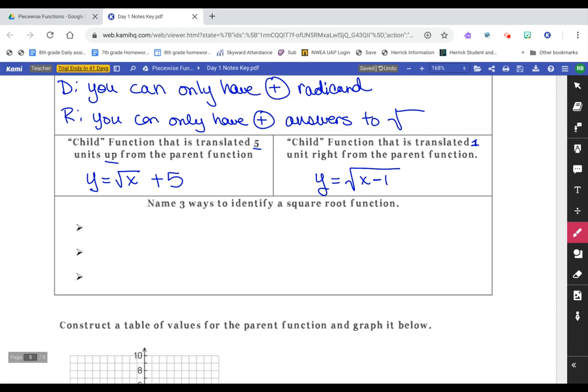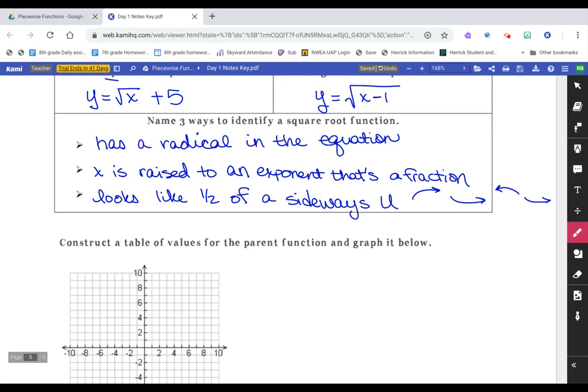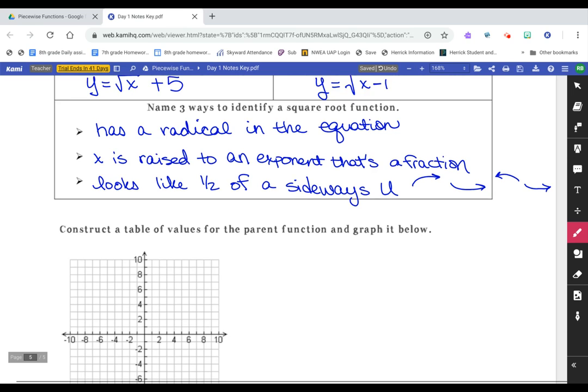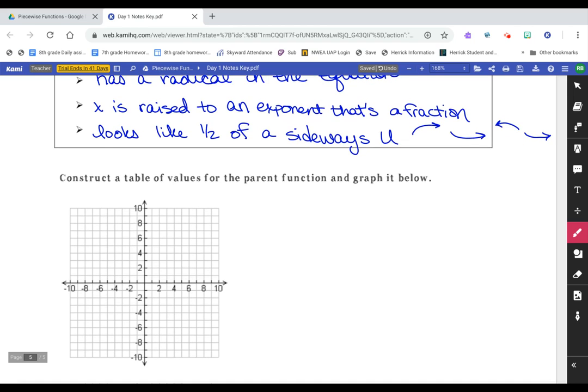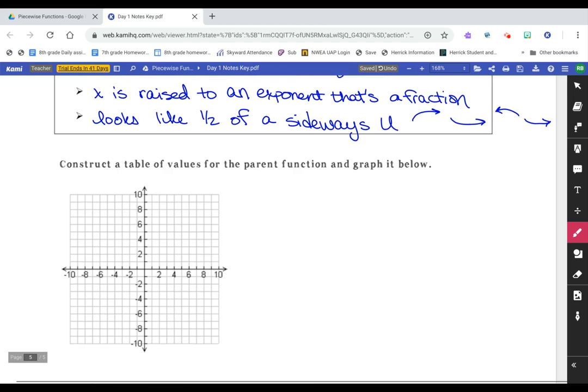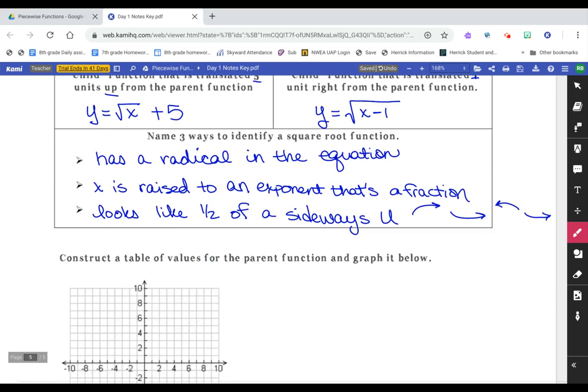3 ways to identify a square root function can be the following. If it has a radical in the equation, if x is raised to an exponent that's a fraction, or if the graph looks like half of a sideways U, and I gave some examples to the right. Okay, so if we're going to construct a graph here, let's not use the parent function. We already did that. Let's combine these two.